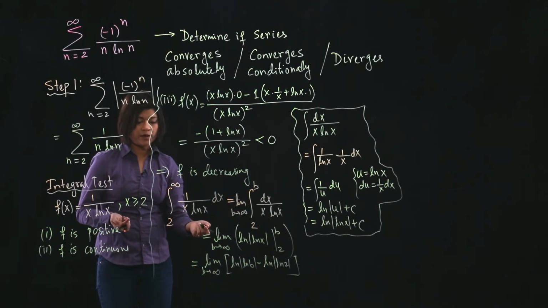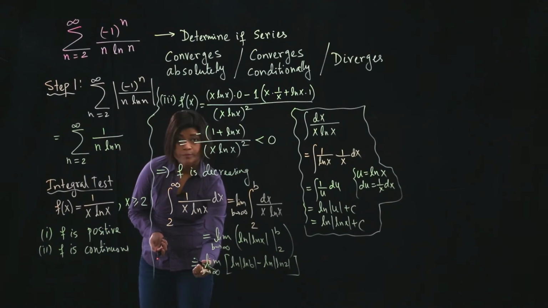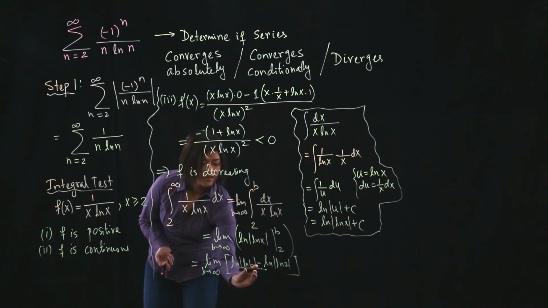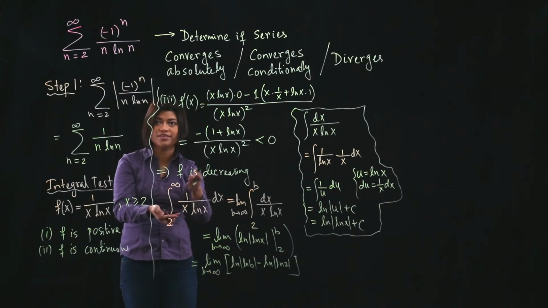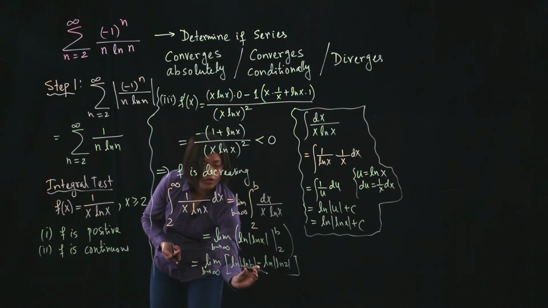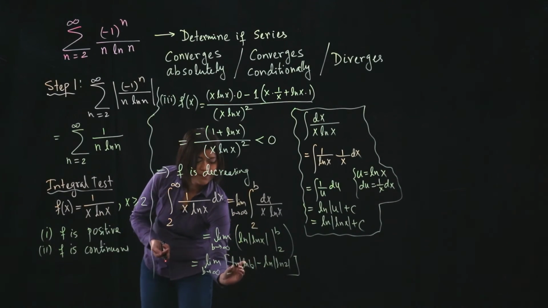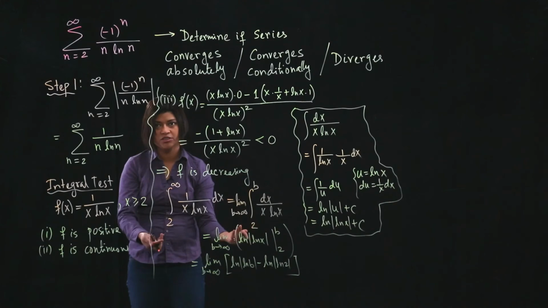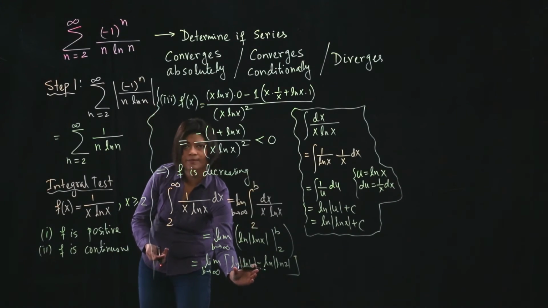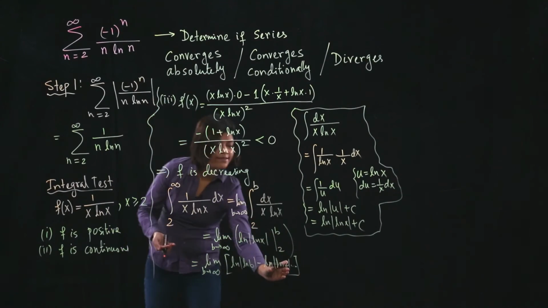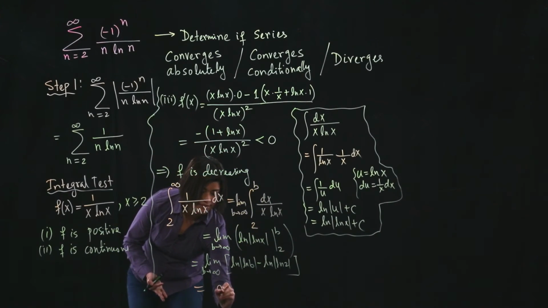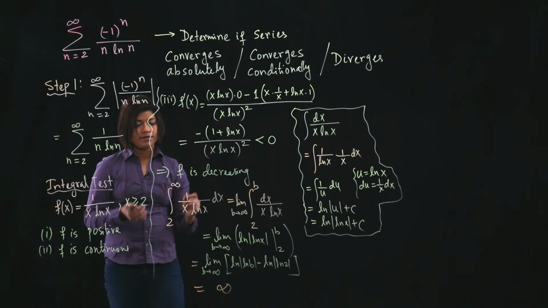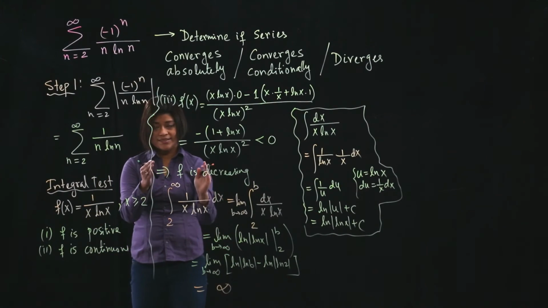Well, let's think about it. When b is approaching infinity, natural log of b is approaching infinity because natural log is an increasing function. So if natural log of b is approaching infinity, natural log of that is also approaching infinity. So this whole term is approaching infinity, and the second term is just a constant. So this limit is infinity. Limit infinity means the integral diverges.